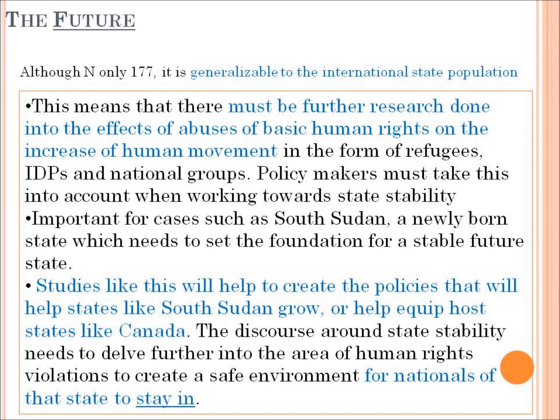A sample size of 177 tells us that the results are generalizable to the international state population. Further research must have a two-pronged approach: 1. Amend human rights violations to decrease human movement out of fear of persecution, and 2. Prevent host countries from becoming saturated because of the human movement problem.